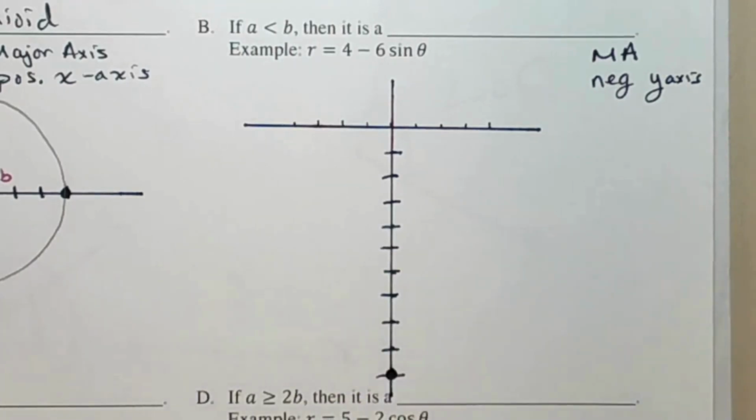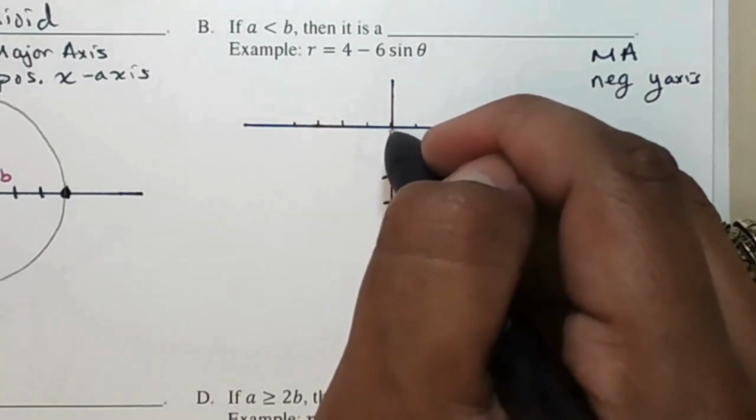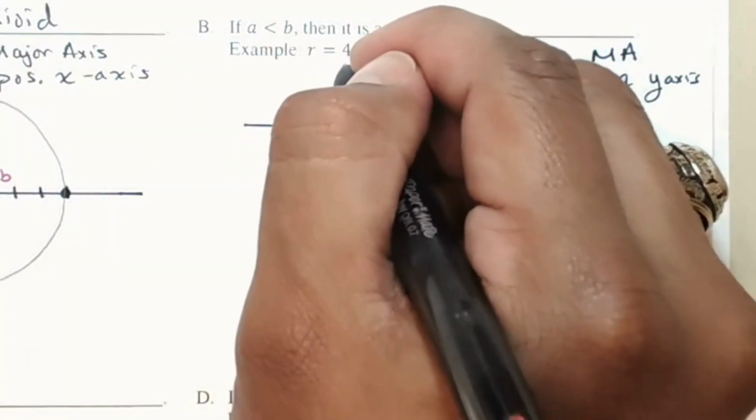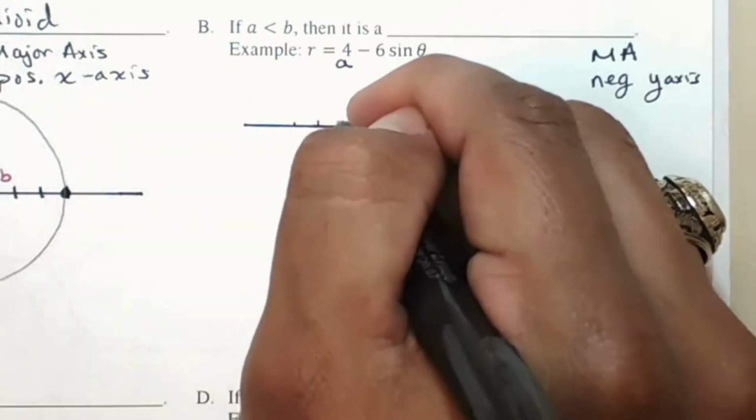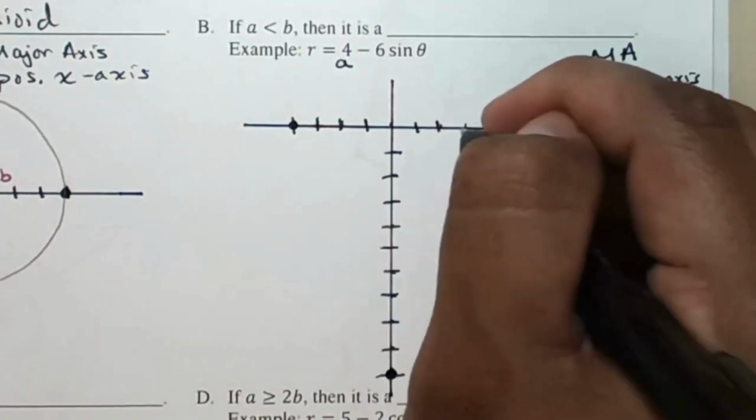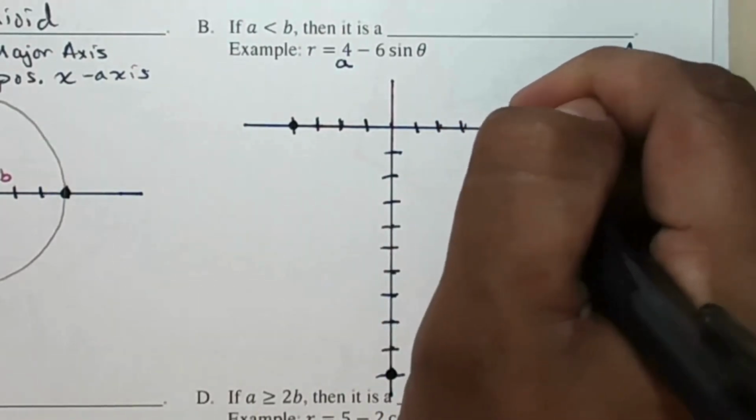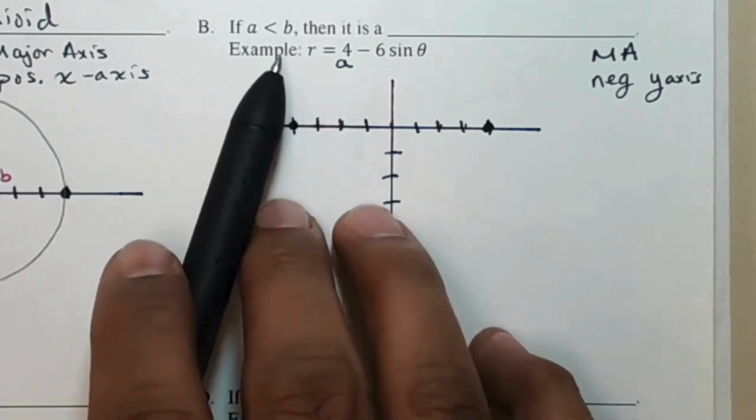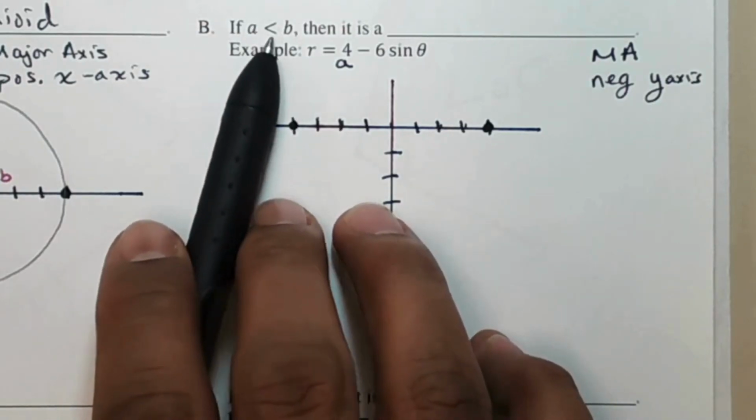My minor axis, the length that I go from the pole, the center outwards, is this a value here. So I'm going to go 1, 2, 3, 4 and have a dot. And then 1, 2, 3, 4 and have another dot. Well, this is not going to be a cardioid, because this a value is less than b.